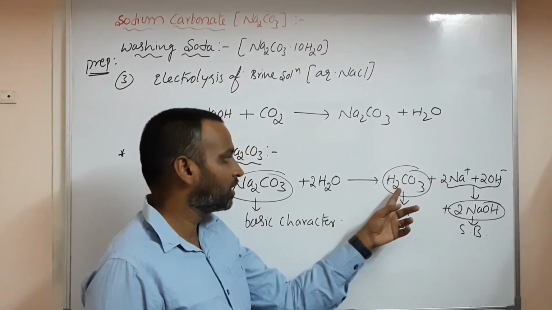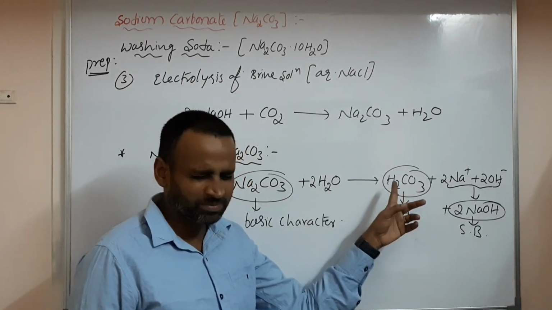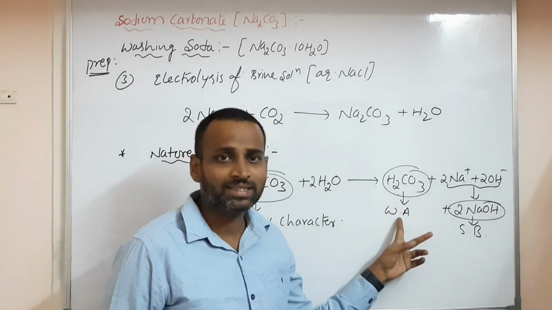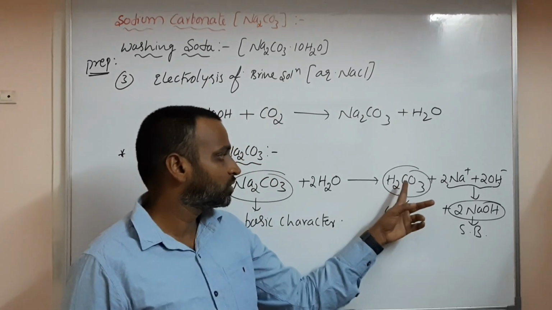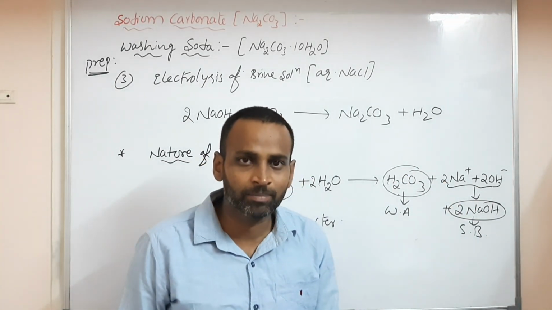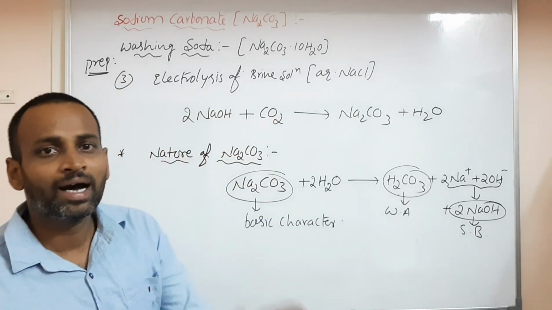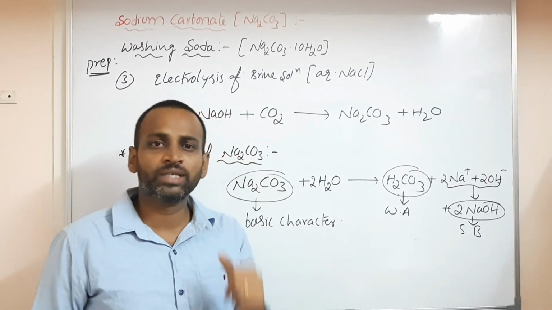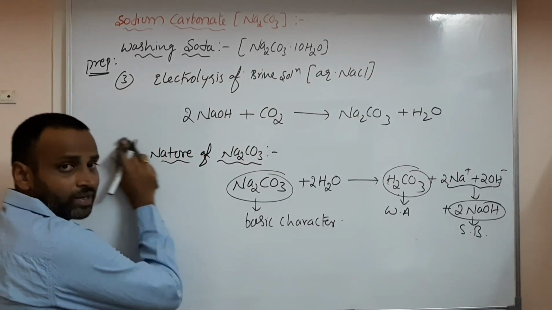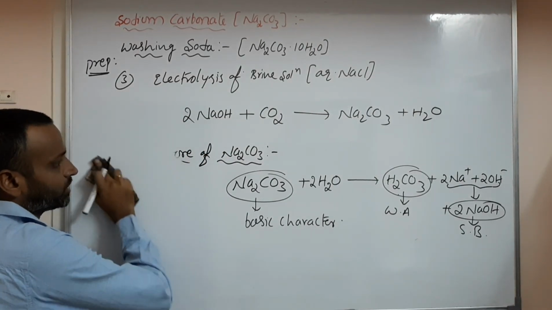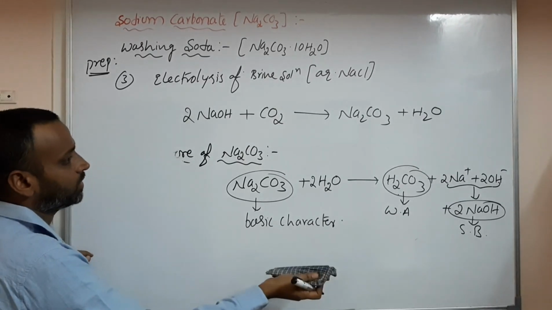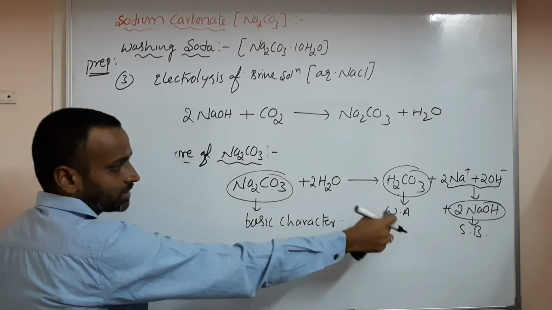So it forms a weak acid, carbonic acid, H2CO3, and NaOH you are having. So in water, I repeat, what ions are there? Hydroxide ions are there. Hydroxide ions means OH minus ions. So Na2CO3 has basic nature. Please write down this also: Na2CO3 has the basic character. It's forming carbonic acid. Write down its name.